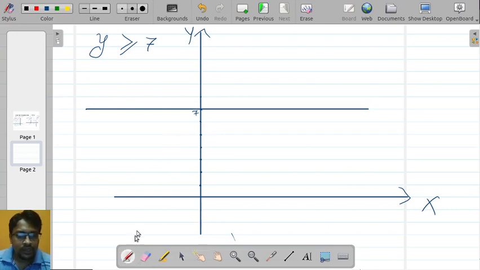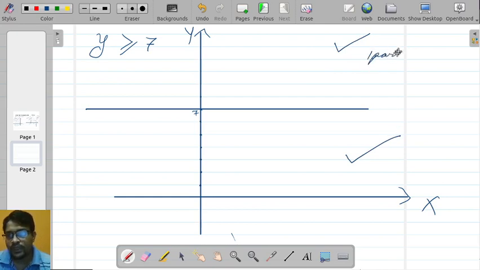Now I will see what my inequation is. My inequation says that y is greater than or equal to 7. So which region of the xy plane? This line divides the xy plane into two parts. One is this part, another is this part. So this is one part, and this is the other part.